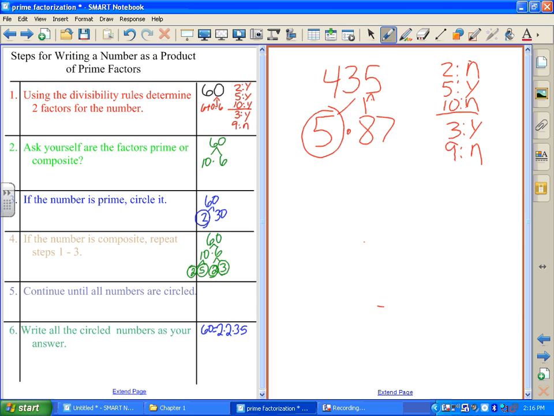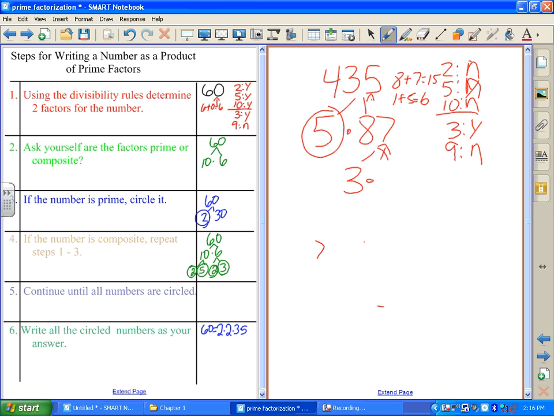Okay, 87. Everybody now do divisibility rules for 87. That's a 7, so it's a no, a no, a no. 8 plus 7 equals 15, right? 1 plus 5 equals 6, so it's a yes and a no. So I can multiply 3 by something. Use division to find the other number.